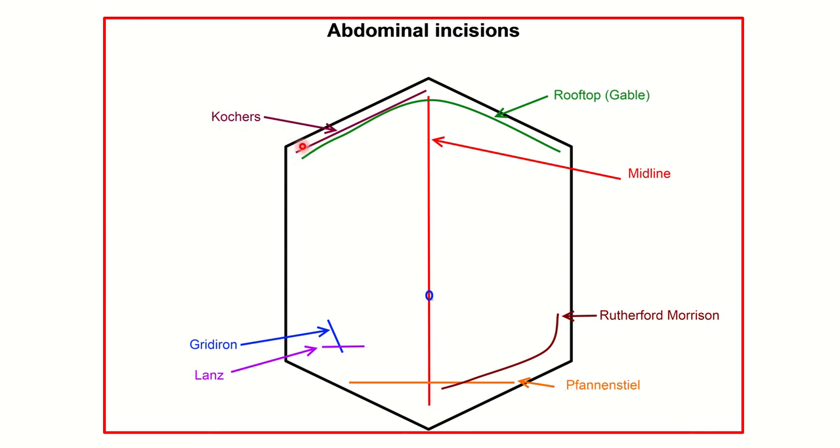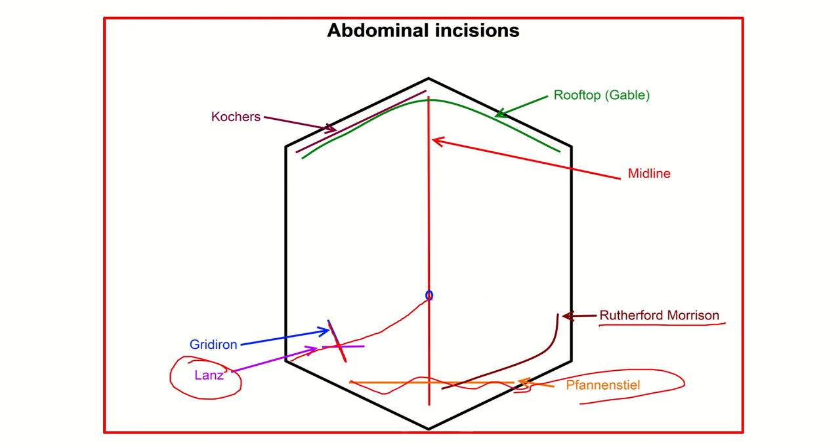Here we can see the Kocher incision. This is a rooftop incision. Here we can see a curved incision, from the right to left or left to right, in the full length. Then we also can see a gridiron incision, which is 90 degrees from the line between the anterior superior iliac spine and the umbilicus. Then the Lanz incision, which is cosmetically important, and another incision, the Rutherford Morison incision, and the Pfannenstiel incision for lower uterine cesarean section.